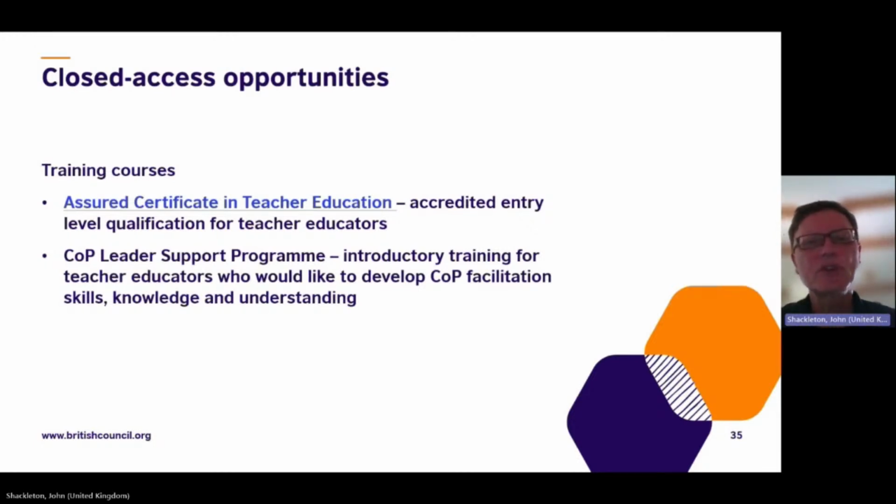We also have the COP, the Community of Practice Leader Support Program. So that's a training course that's looking, perhaps ironically to some extent, but not ironically at all. It is a training course, and it's facilitation skills in relation to setting up and maintaining and evaluating communities of practice for teachers. So the focus there is on the skills you need to promote collaborative learning.